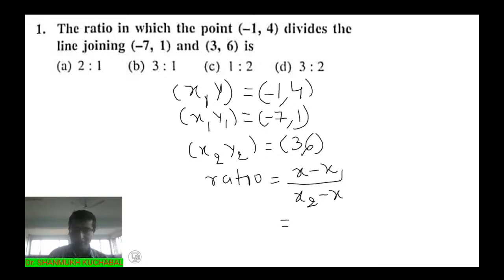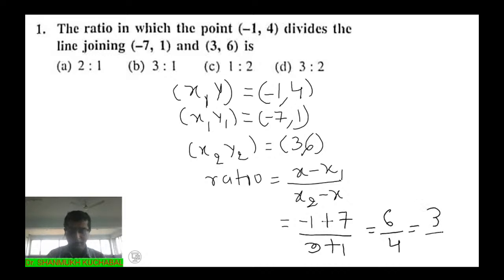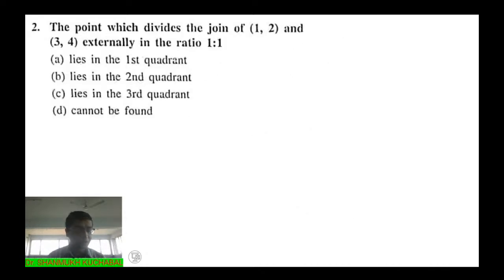So x minus x1: minus 1 minus (-7), plus 7, divided by x2 minus x: 3 minus (-1), plus. So we get 6 by 4. If we simplify, we get 3 divided by 2, that is 3:2 is the right answer. Therefore option D is the right answer. We'll move to the next example.